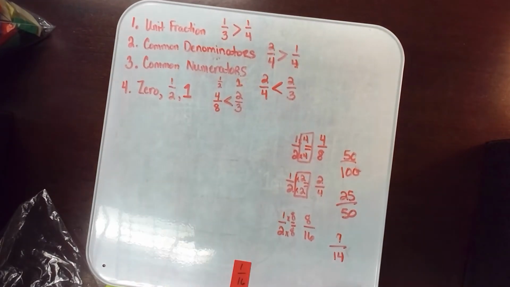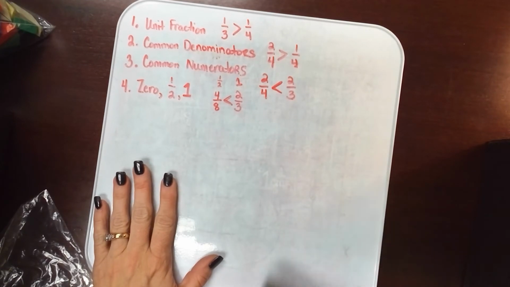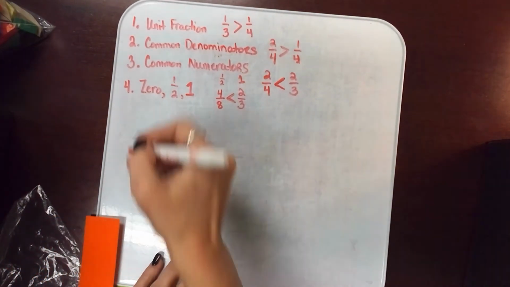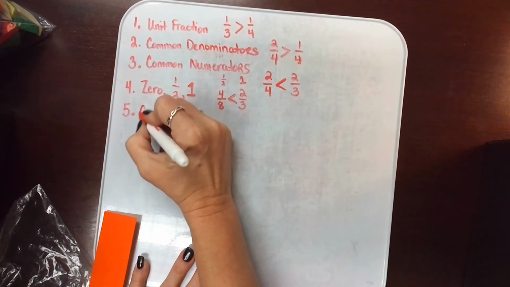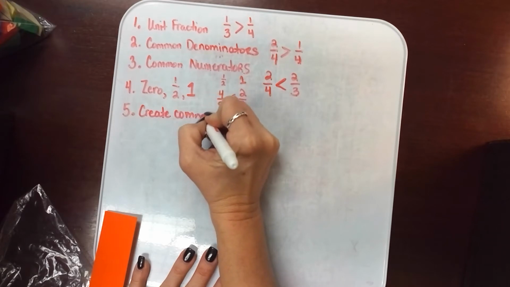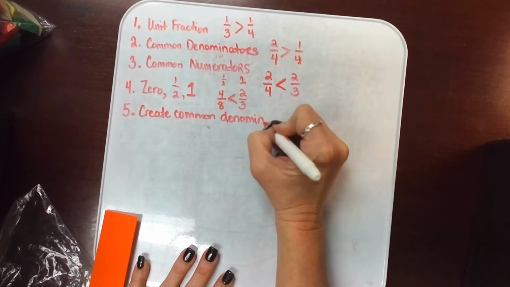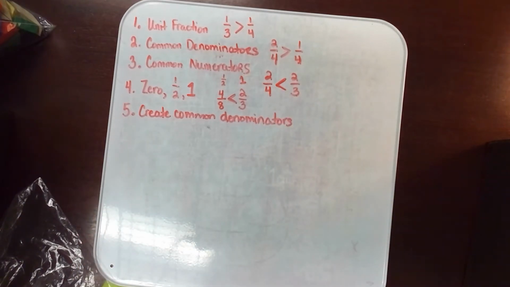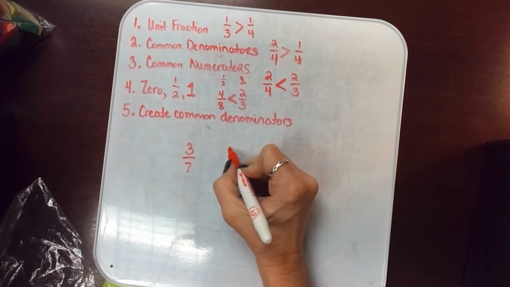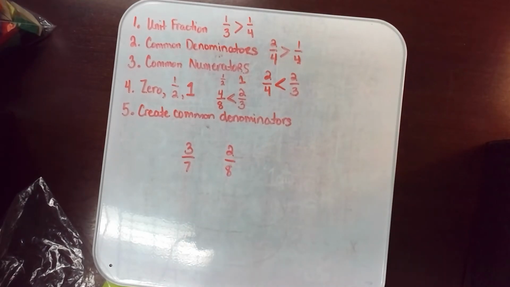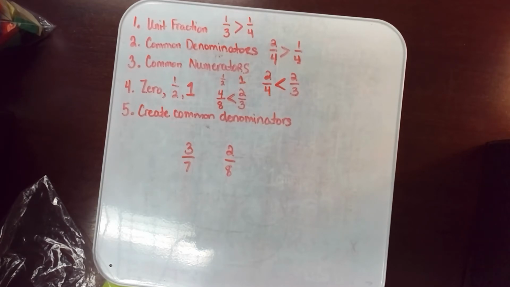All right, so the next day, once we do some work with equivalent fractions and talk about how we can create equivalent fractions, we're then going to talk about how to create common denominators to compare fractions. So let's say I have 3/7 and I have 2/8. Okay, well, I can't use a unit fraction, I can't use common denominators, I can't use common numerators. Both of them are less than 1/2. So I really don't know which one's closest to 0, so this is a great instance where I really need to create a common denominator, okay?